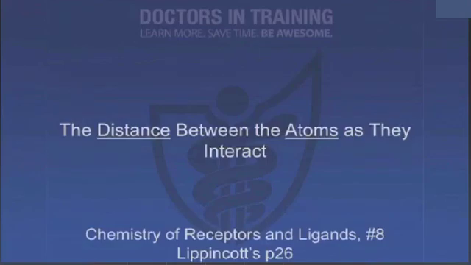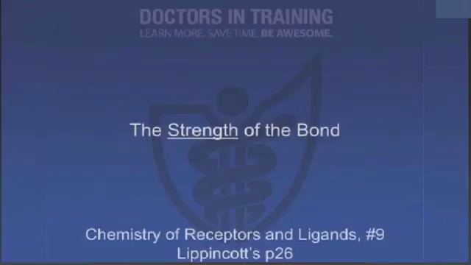The distance between the atoms as they interact determines how strong that bond is going to be. If the atoms can't get very close together, it's going to have a pretty weak bond. But if the shape of the receptor and the ligand is such that the atoms can get really close, it's going to be a much, much stronger bond. And the strength of the bond determines how selective the receptor is for its ligand. Usually when these receptors bind their ligands, it's a reversible binding, but sometimes it can be irreversible.